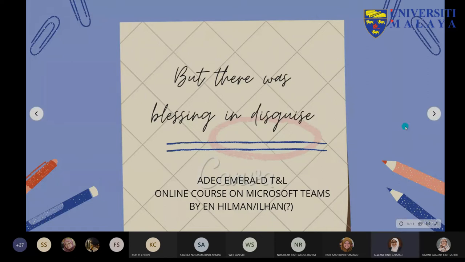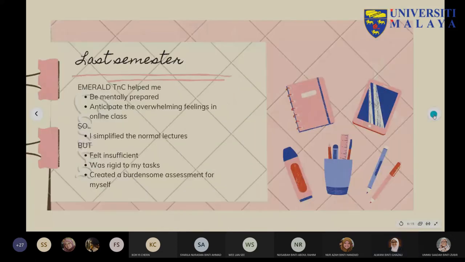I was also lucky because there was an online course on Microsoft Teams, which I used in my class mostly, by, I forgot his name, Encik Hilman or Encik Ilhan? The session was interesting and I applied that in my class. So last semester, basically, Emerald Teaching helped me a lot.